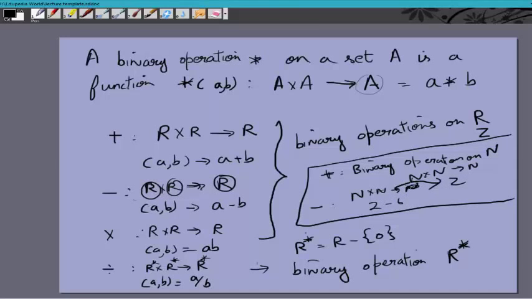Now you could say N cross N goes to Z. That might be a binary operation, but binary operations by definition are defined from A cross A to A. So either R cross R to R, or Z cross Z to Z, or N cross N to N.